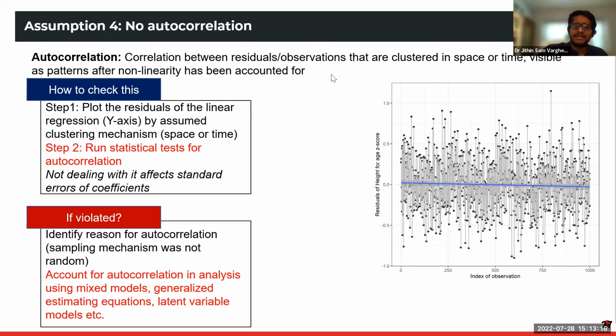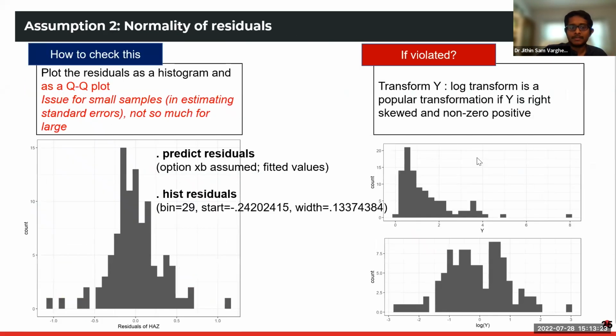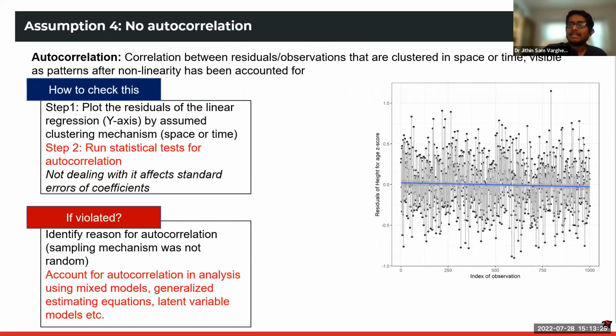So the technical definition is that there's a correlation between residuals or observations that are clustered in time and space. And these are often visible as patterns after nonlinearity has been accounted for. So this is basically what it should look like when there is no autocorrelation. It is totally random. Even though it does look like there is some pattern, in fact there is none.